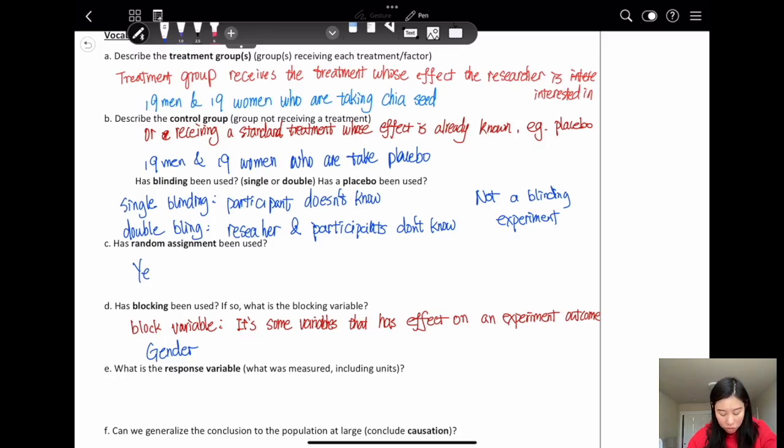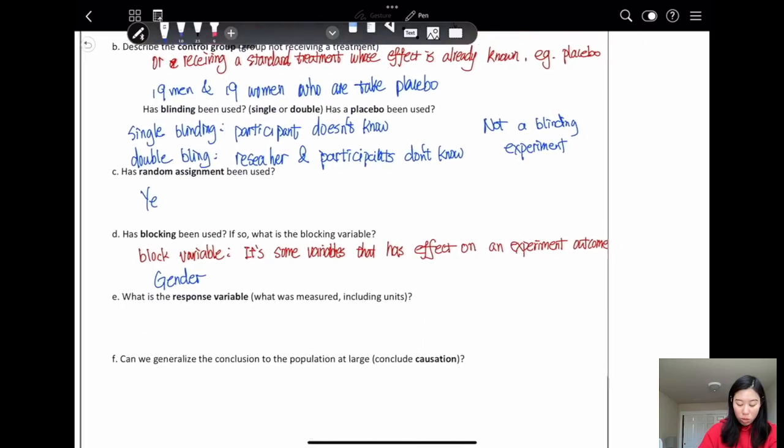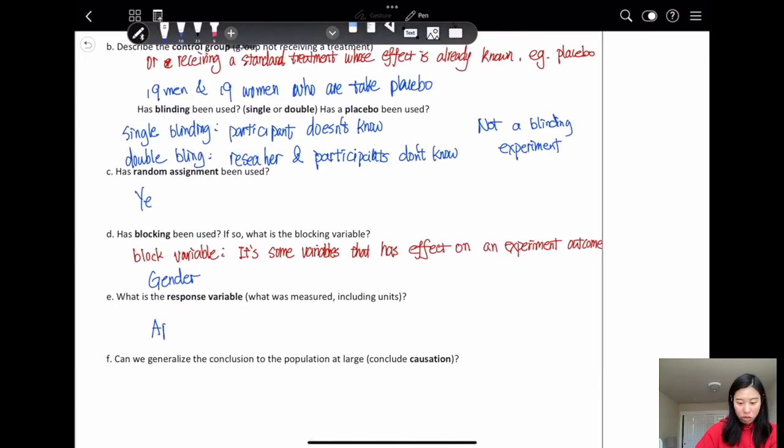Okay, what is the response variable? I already told you, the response variable is something that was measured, including the units. So what are we trying to measure? Well, in this example, we are trying to measure the appetite and their weight. Weight maybe in pounds, and appetite maybe how many grams of food they've been taking in, or calories.